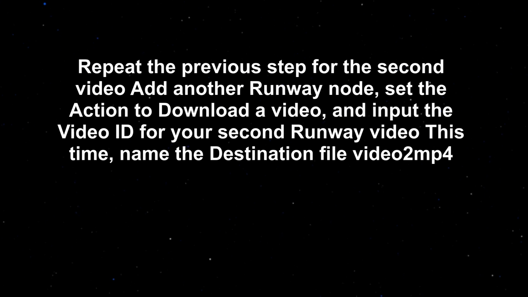Repeat the previous step for the second video. Add another Runway node. Set the action to download a video and input the video ID for your second Runway video. This time, name the destination file video2.mp4.